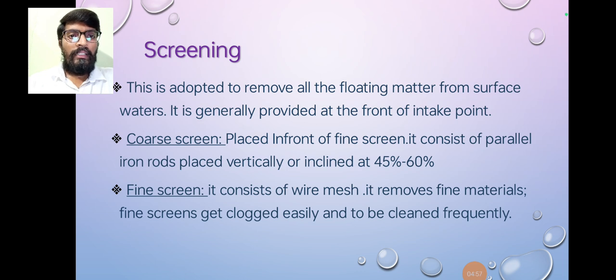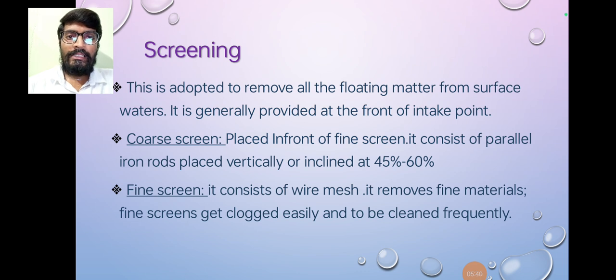In the screening process, which is placed in front of the intake structures, there are two types of screens. The first one is the coarse screen. This coarse screen is placed in front of the fine screen. It consists of iron rods placed vertically or inclined at 45 to 60 degrees. If the screen is placed at 90 degrees, there is a possibility of the screen moving. That's why screens are always placed inclined to the flow of water at 45 to 60 degrees.